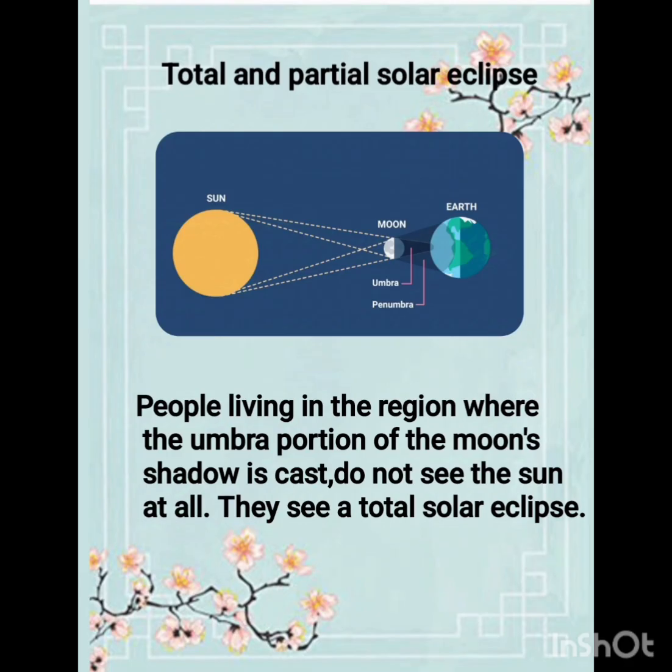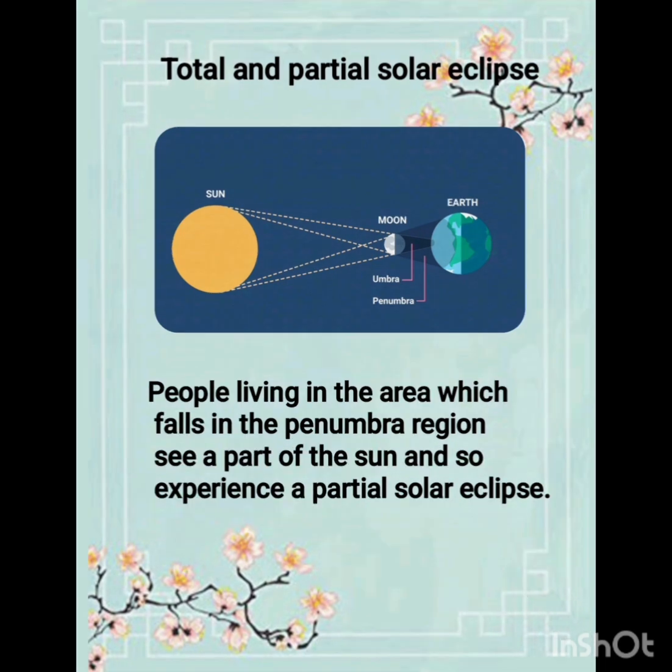People living in the region where the umbra portion of the moon's shadow is cast do not see the sun at all. They see a total solar eclipse. Understand? And people living in the area which falls in the penumbra region see a part of the sun and so experience a partial solar eclipse.